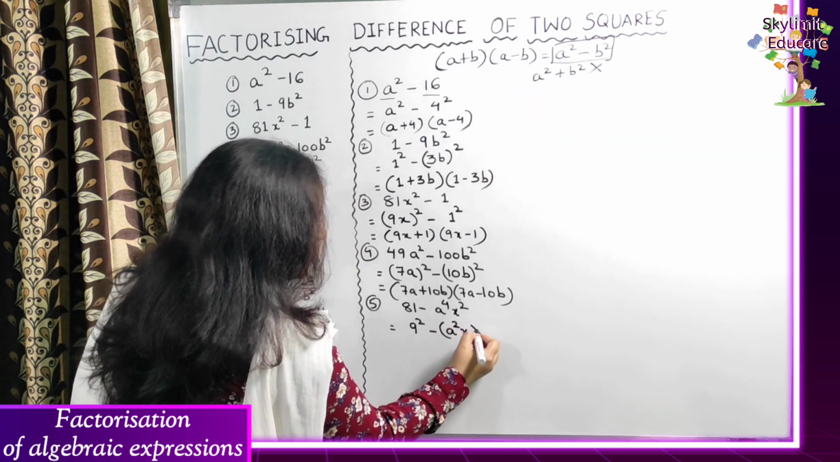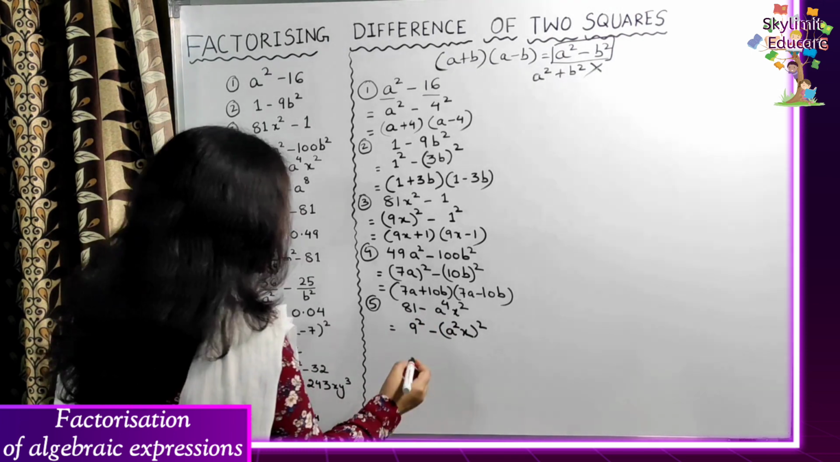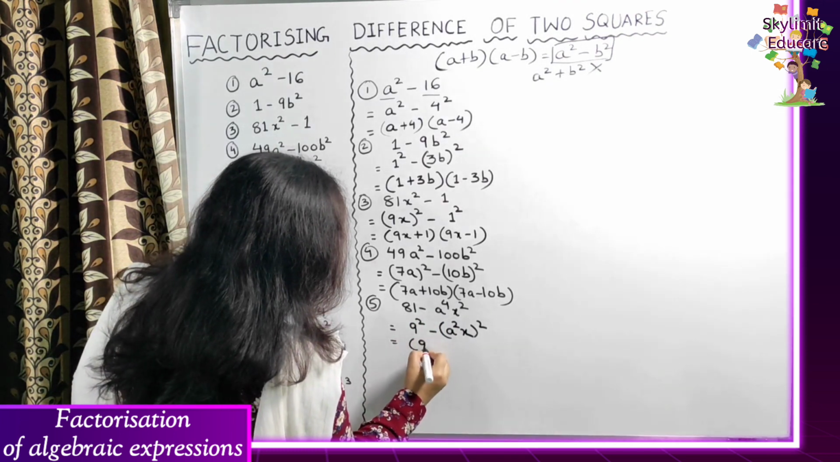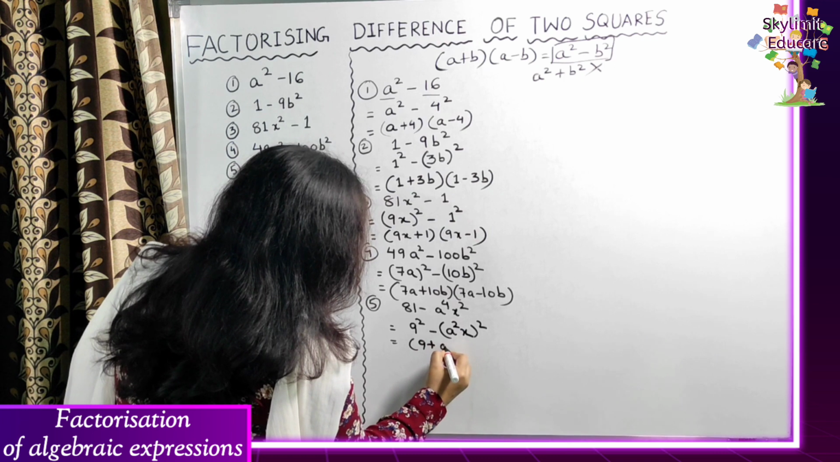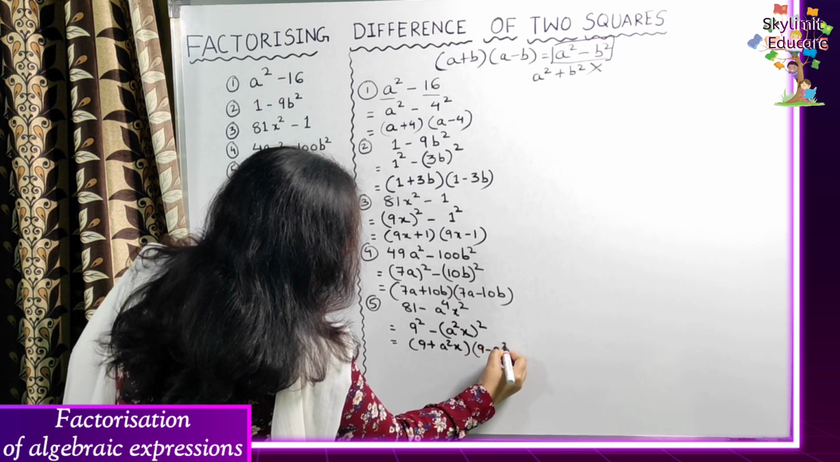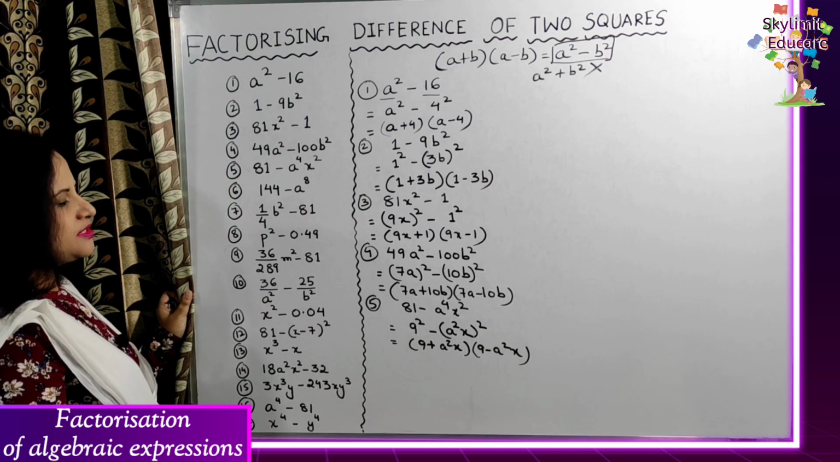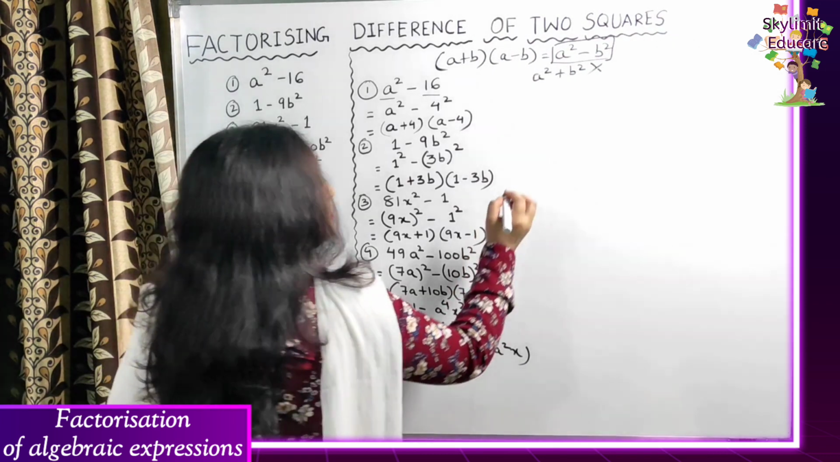So when you take the whole square of this, you're getting a to the power of 4 x square, right? So this is 9 plus a square x, 9 minus a square x. So in this way you will be solving the numbers, right? Let's come to question number 6.